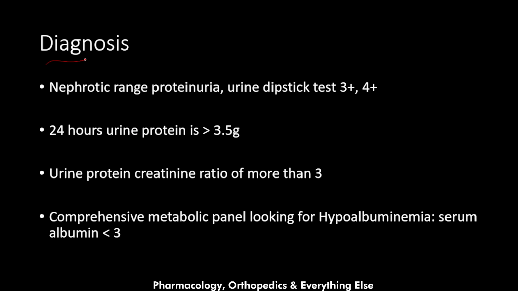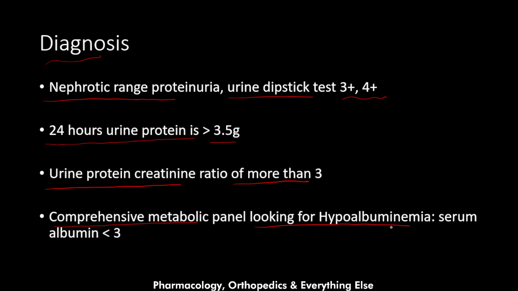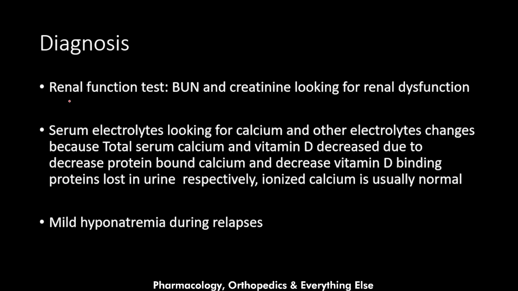Now let's talk about the diagnosis. So there would be nephrotic range proteinuria. The urine dipstick test would show 3 pluses or 4 pluses. The 24-hour urine protein is more than 3.5 grams. The urine protein creatinine ratio is more than 3. And the comprehensive metabolic panel would show hypoalbuminemia, with serum albumin less than 3. The renal function tests, which are the blood urea nitrogen and creatinine, you use to look for renal dysfunction.